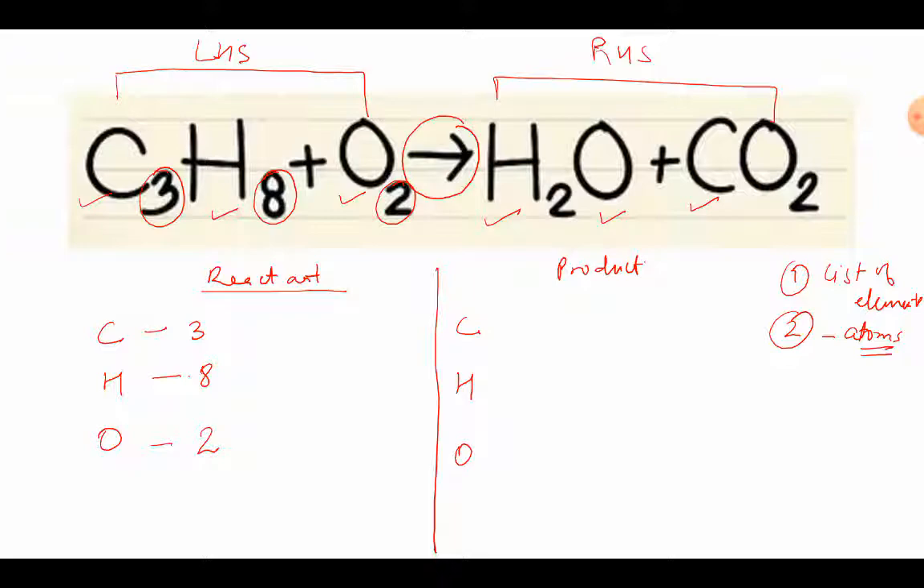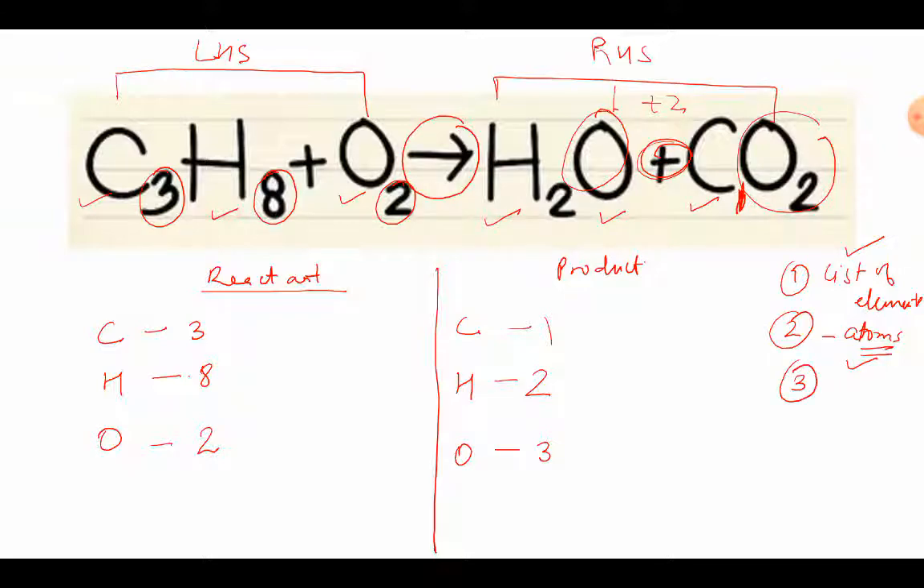Now if we move to the product side, how many carbon do we have? Nothing is written as subscript, so it means that carbon is 1. How many hydrogen? 2. And oxygen, now it may be a problem that we may only count 1 or only count 2, but do we see a plus sign between them? So it means that we have to add 1 plus 2. So in total how many oxygen are there? 3 oxygen are there, right? So now the list is complete. We have made the list of elements, plus we have written the number of atoms.